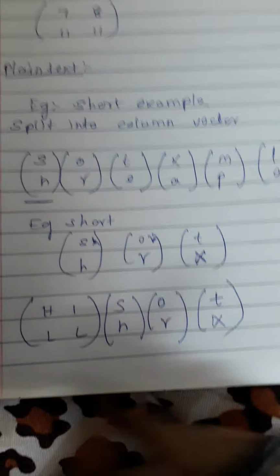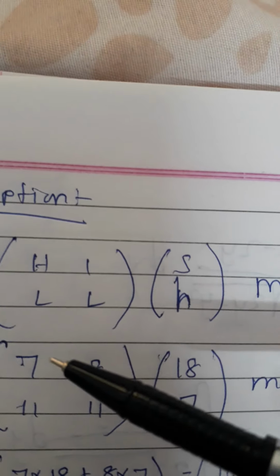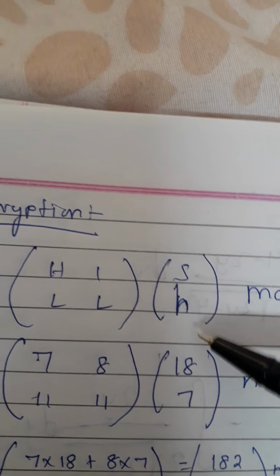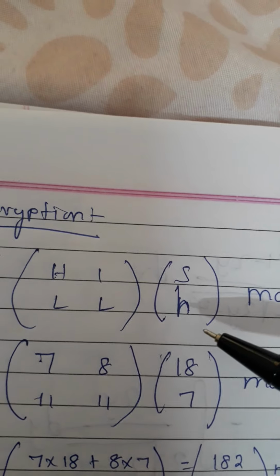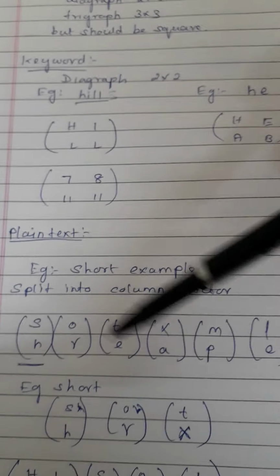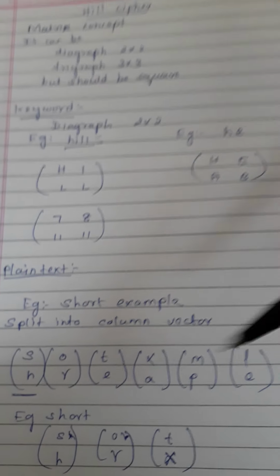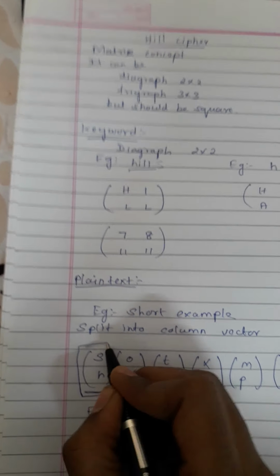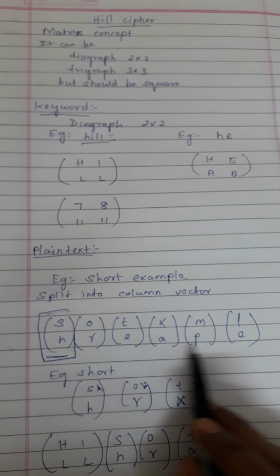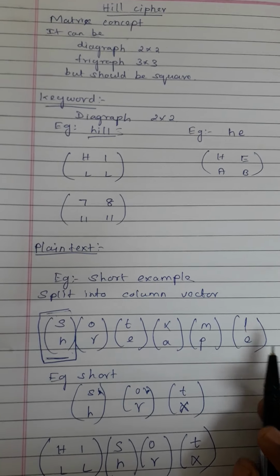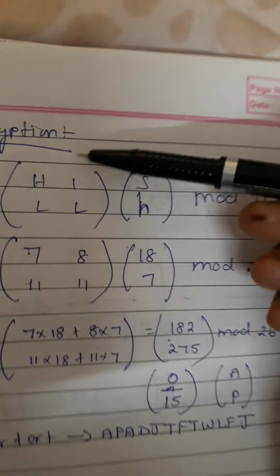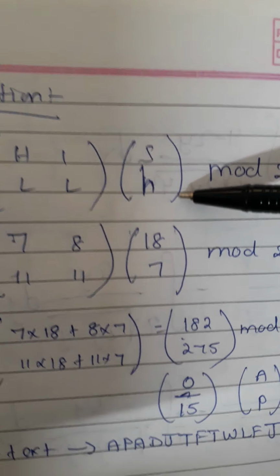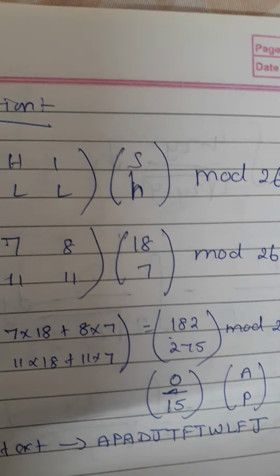Now we will see about encryption. In the encryption process, you take the key and multiply it with the plain text. All the plain text has to be multiplied, so it will be a big process. So I have taken only the first one, SH. This one only I am going to do, and the rest all have to be done in the same way.